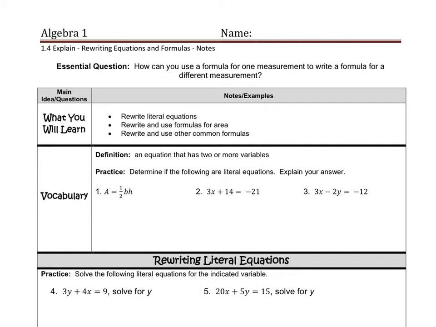In a literal equation, there will be an x and a y, or a w and an x, or whatever, even a w, an x, a y, and a z. Anything with two or more. So go ahead and look at number 1, number 2, and number 3 and determine which ones are literal equations and then explain your answer. So take a moment and pause your video to do this and then start it back up to check the answers.